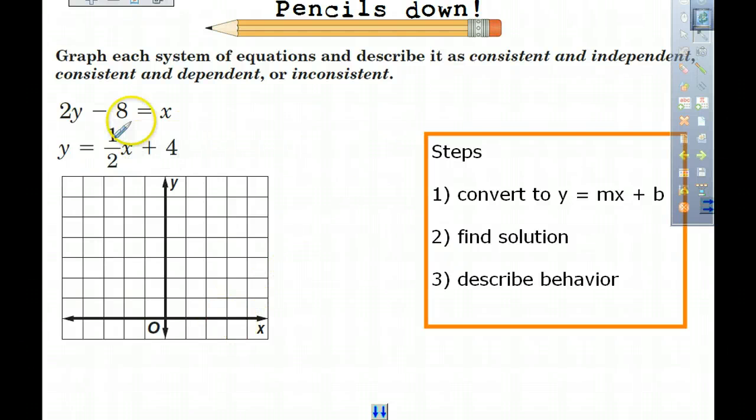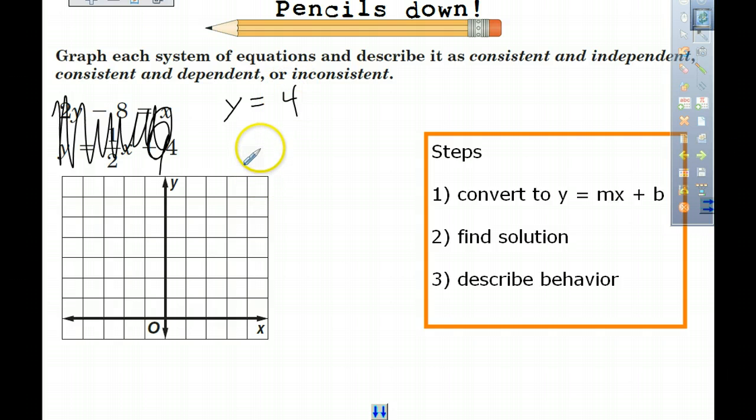Let's ignore these equations for a second. And what if I said graph y equals 4? What does that look like? What's the slope? 0, 1, 2, 3, 4. Y-intercept is 4. Slope is 0. So it doesn't move up or down.